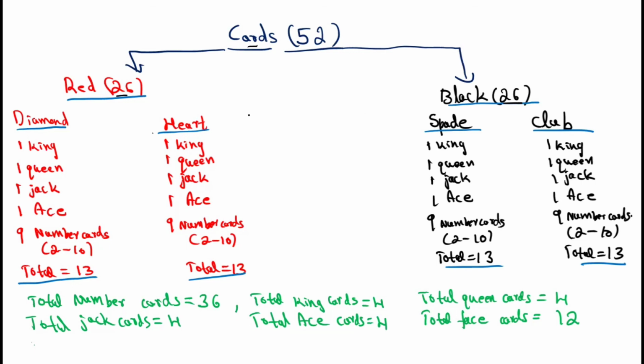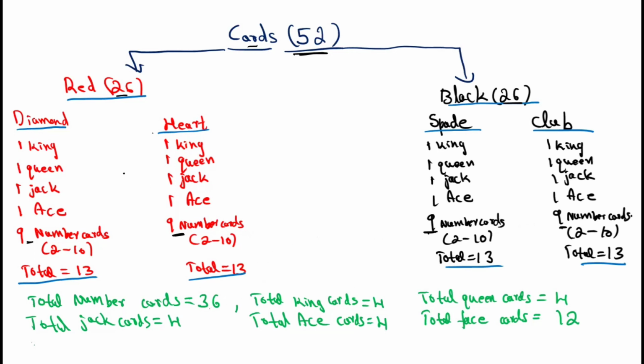Remember, 52 cards are divided into 4 suits. One is diamond, another one is heart, spade, club. Out of that, red cards are diamond and hearts, black cards are spade and club. Each suit has 13 cards. 13 into 4 is equal to total cards 52. In the total number cards, here 9 number cards, second 9 number cards, here 9 number cards, here 9 number cards. 9 into 4, 4 suits are there, right? 9 fours is equal to 36.